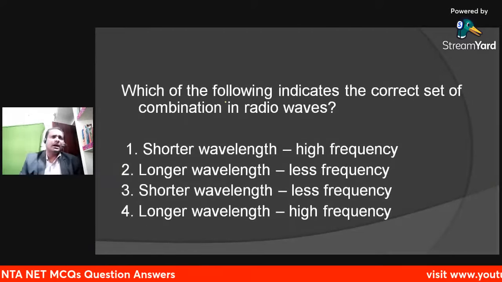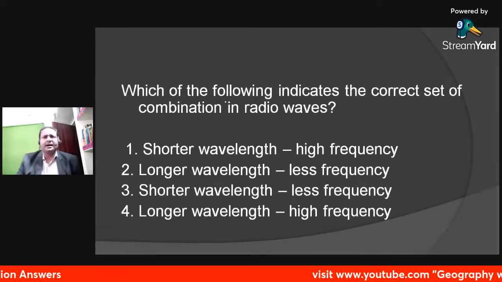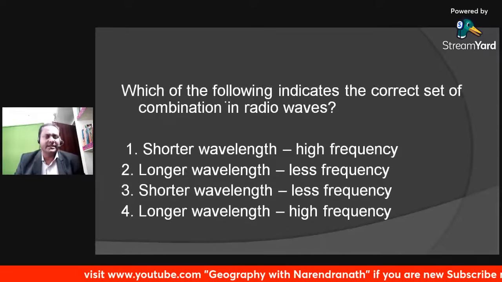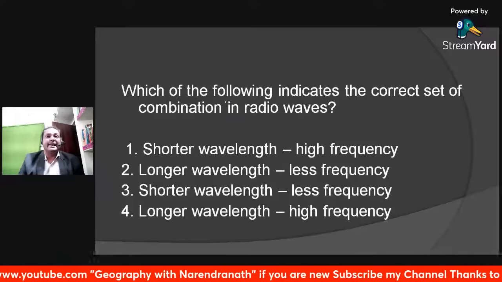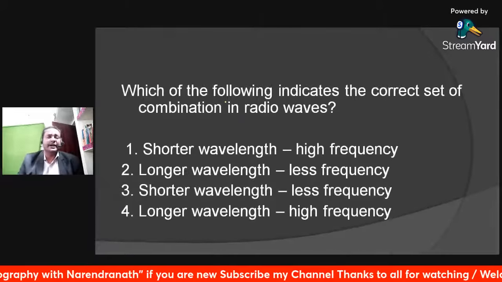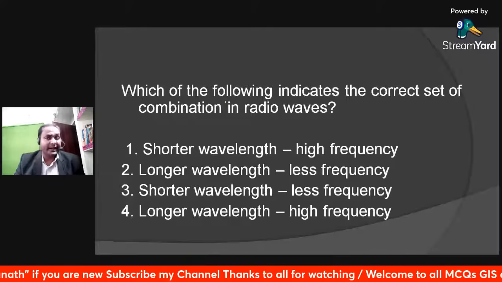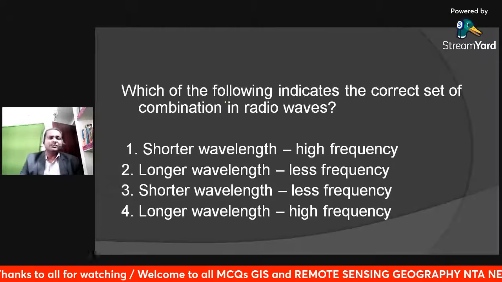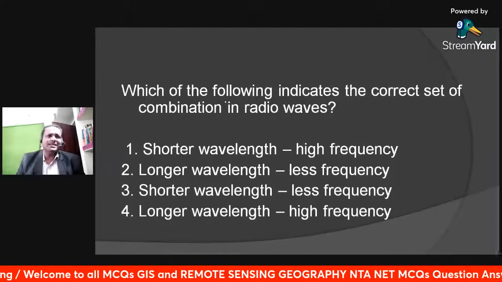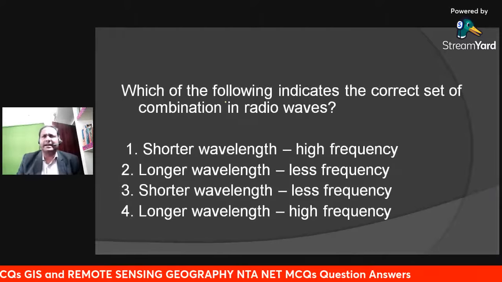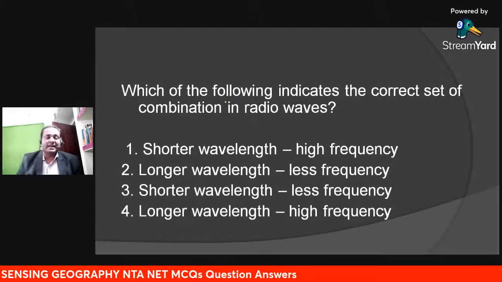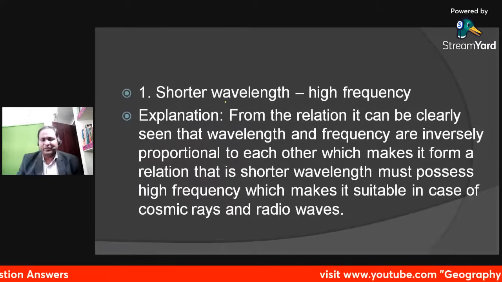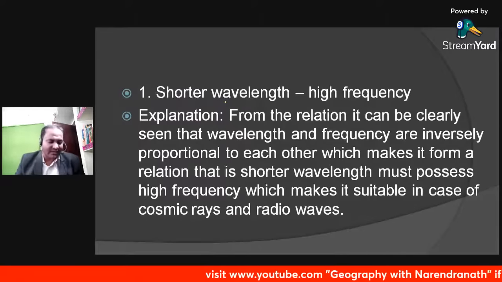And another question: which of the following indicates the correct set of combination in radio waves? Shorter wavelength and high frequency; longer wavelength and less frequency; shorter wavelength and less frequency; or longer wavelength and high frequency. So definitely, shorter wavelength with high frequency, option 1, is the correct answer.